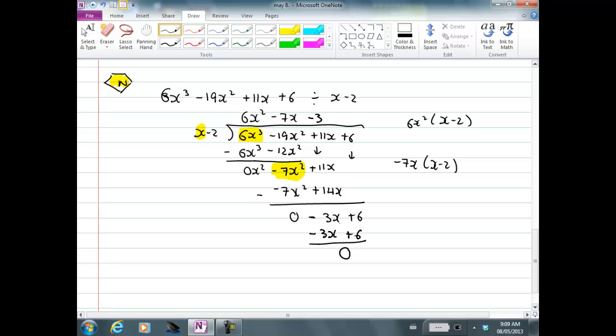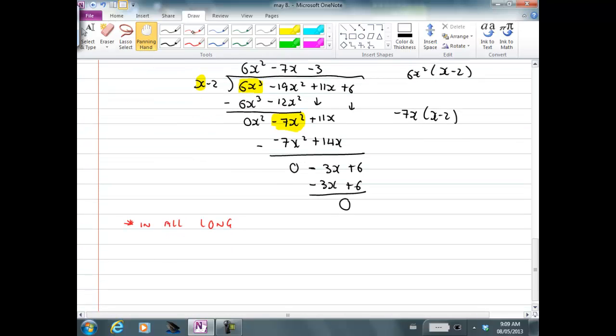I'm going to give you a question to try. But before you start, write this down, star. In all long division questions, this is key. You must write in order from highest power to lowest power. This is crucial.